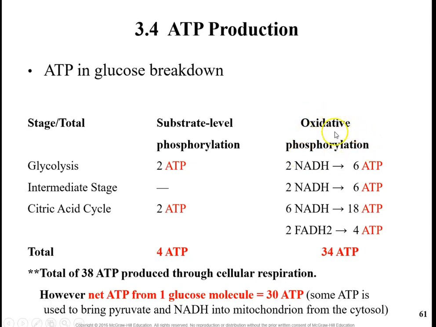Oxidative phosphorylation, on the other hand, makes a lot of ATP, and this is where those electron carriers come in and donate their electrons to the complexes in the electron transport chain, and eventually those electrons go on to be donated to oxygen. So the total is 4 ATP plus 34 ATP. That's a total of 38 ATP that have been produced. However, there's about a net of 30 ATP per 1 glucose molecule, and this is because some ATP is used to bring pyruvate and NADH into the mitochondrion from the cytosol.